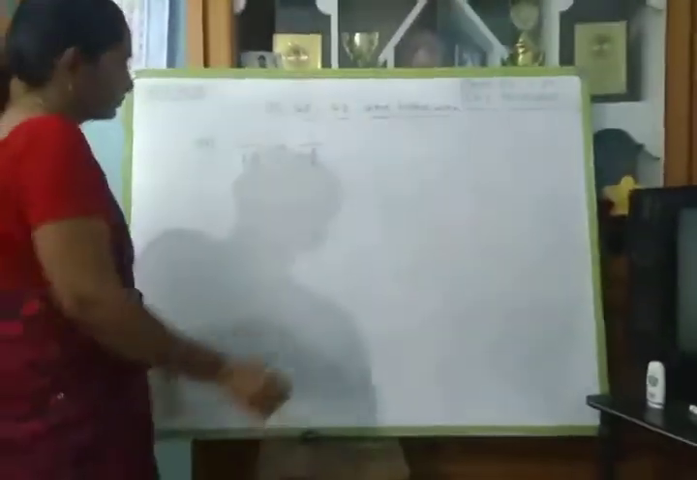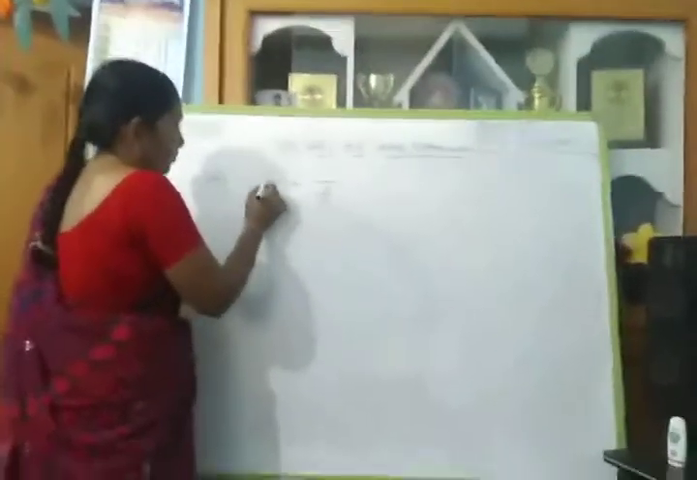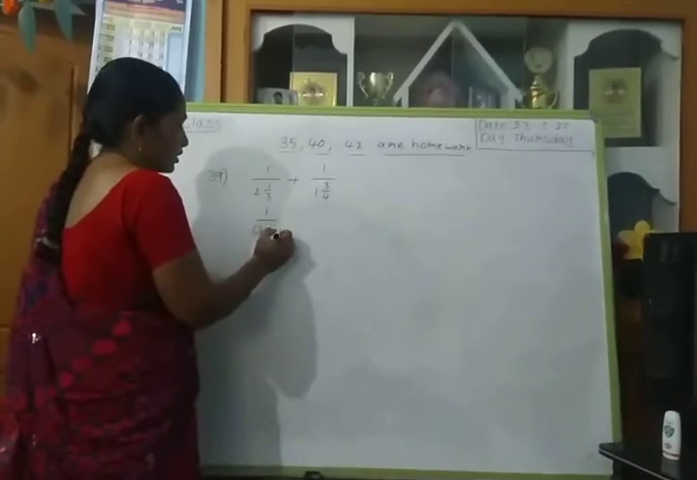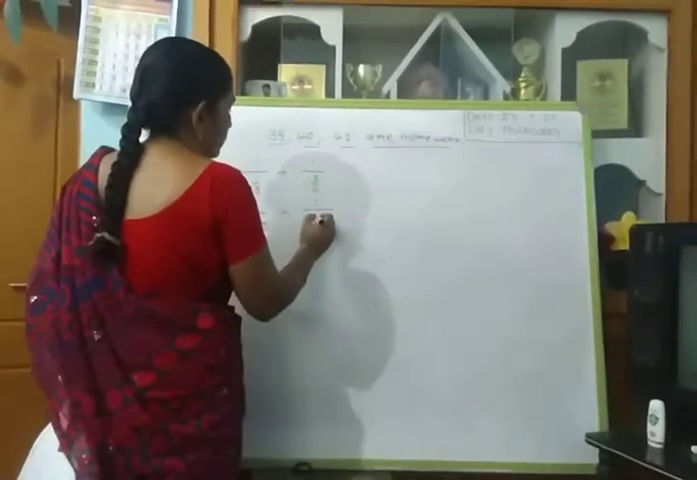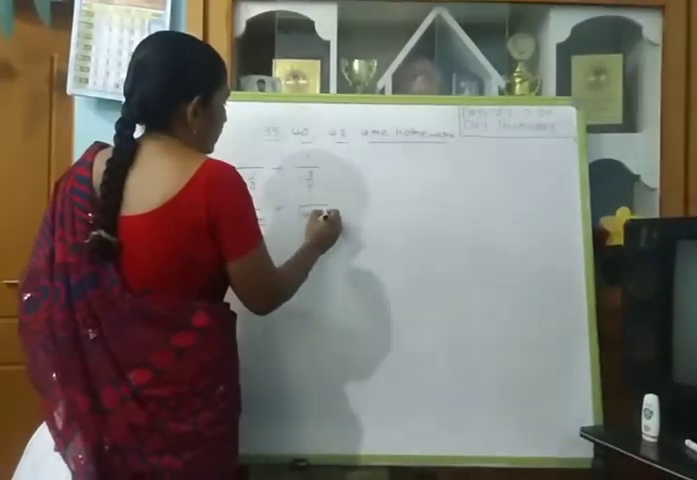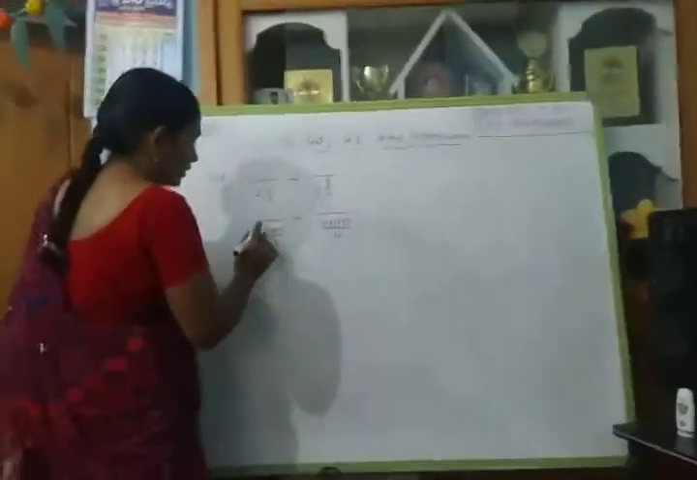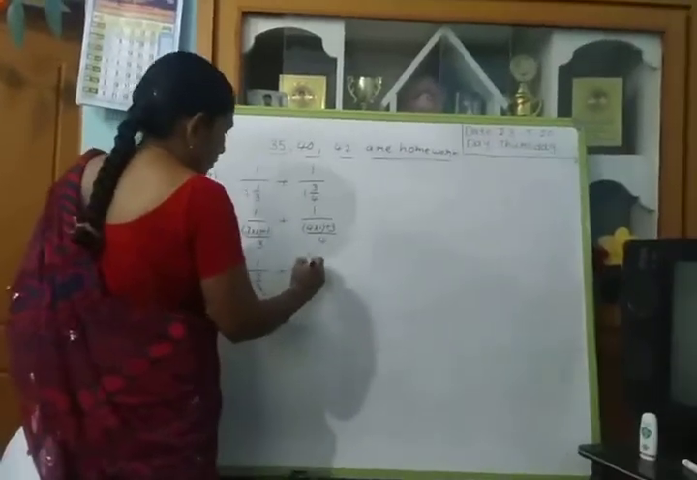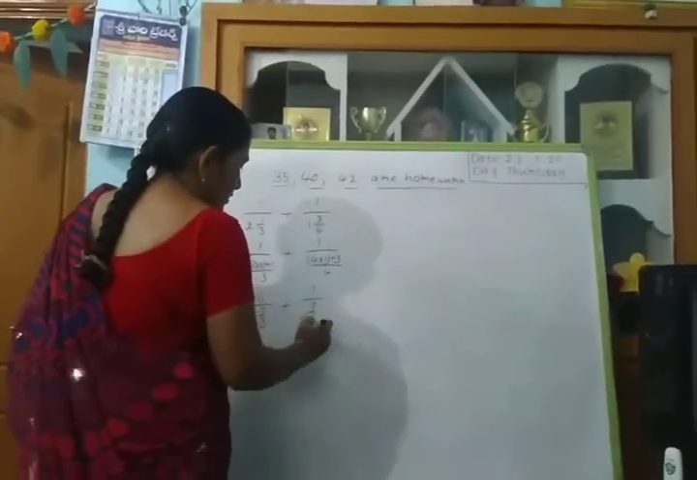See here, the first denominator is a mixed fraction they have given, so convert it into an improper fraction: 3 2s are 6, 6 plus 1, 7 by 3, plus 1 by 4: 1 4 is 4, 4 plus 3, 7.